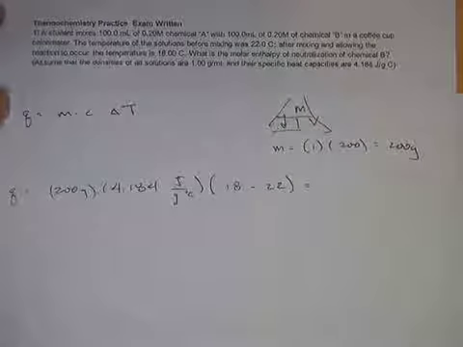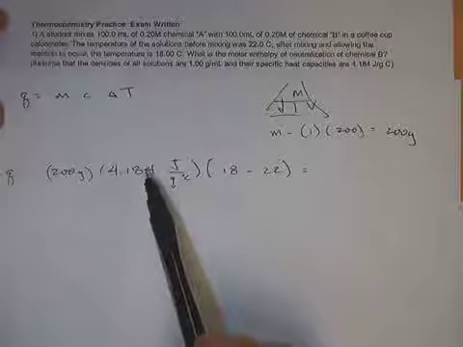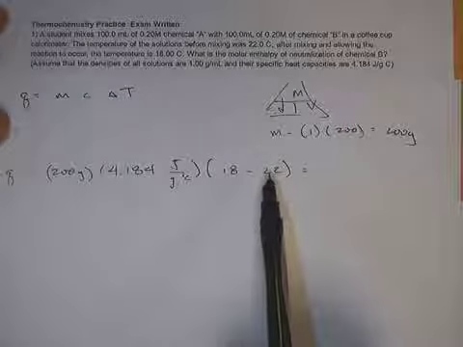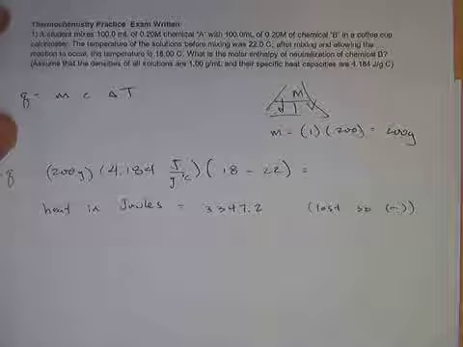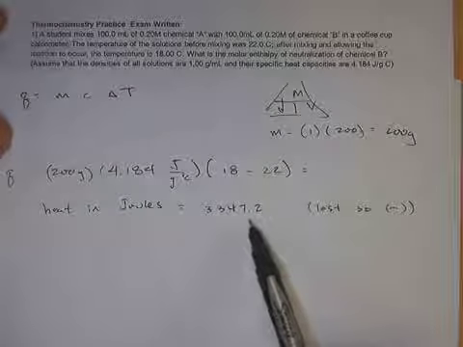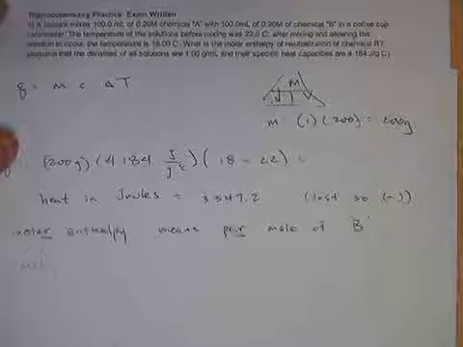Putting that into the equation, 200 grams times 4.184, the specific heat of the solution, times the change in temperature, temperature final minus temperature initial, gives us the heat in joules, which is 3,347. It's lost, so it should have a negative sign in front of it as well.